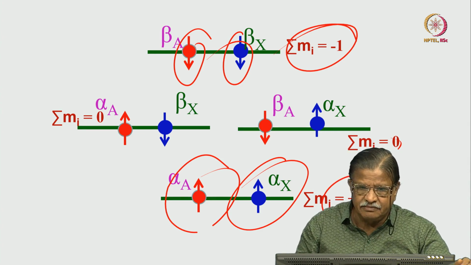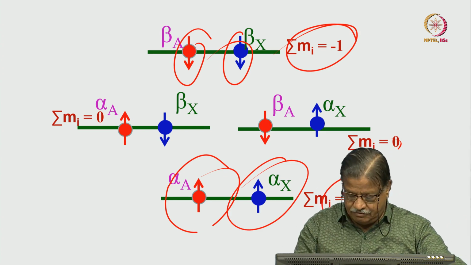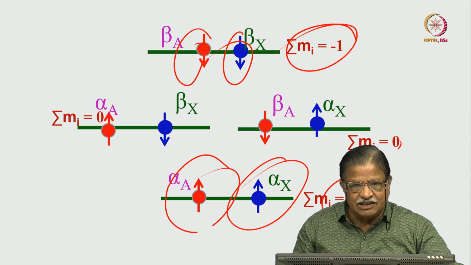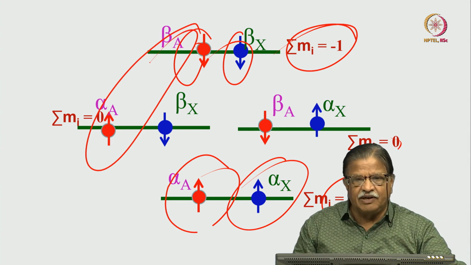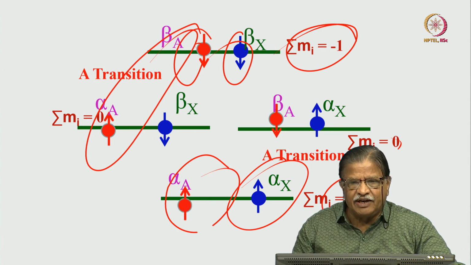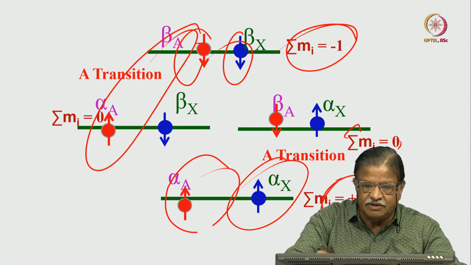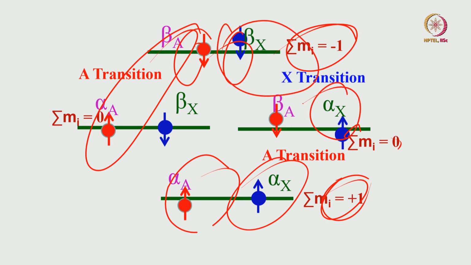The selection rule we apply, I have already discussed. When I explained the selection rule I took this example. This transition is allowed, minus 1 to 0, where the alpha spin is flipping, alpha to beta, beta to alpha. That is an allowed A transition. This is also allowed, alpha A to beta A flipping, from 0 to plus 1, that is an A transition. 0 to plus 1 is allowed, 0 to minus 1 is also. This is alpha X spin changing from alpha to beta, an X transition. This is also allowed, where alpha to beta of X is flipping, an X transition.